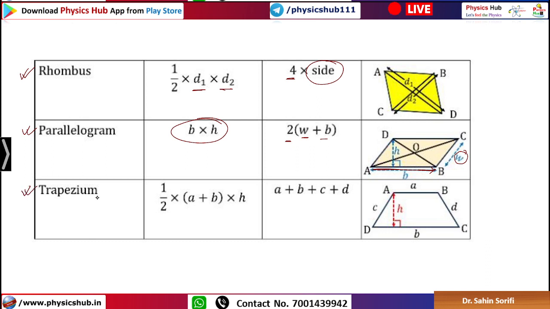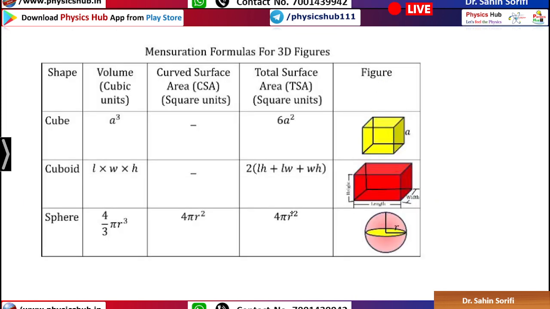For trapezium, so ABCD is a trapezium and it has height H. Height is this perpendicular distance. So the area will become half times A plus B. A is this side and B is this side. So half into A plus B times the height H, and the perimeter will become A plus B plus C plus D. It's very simple.